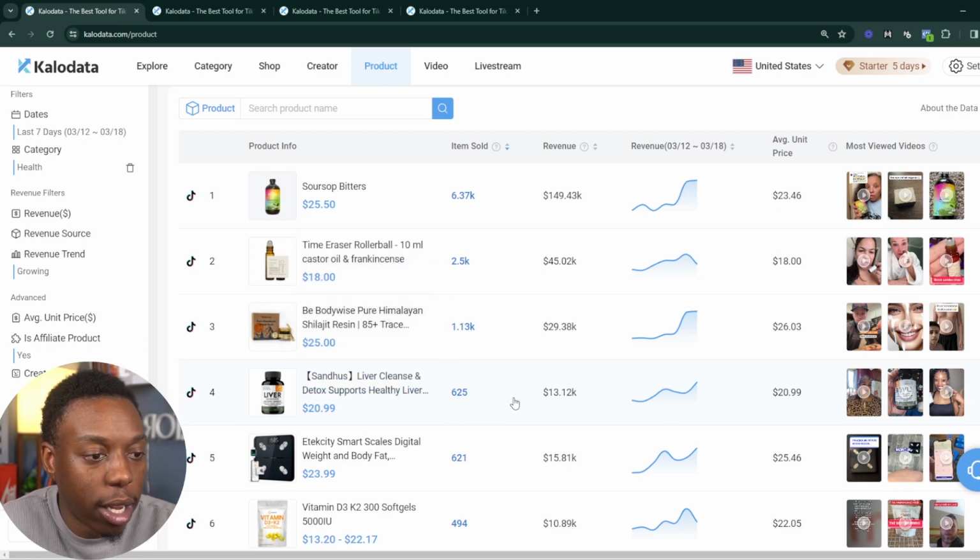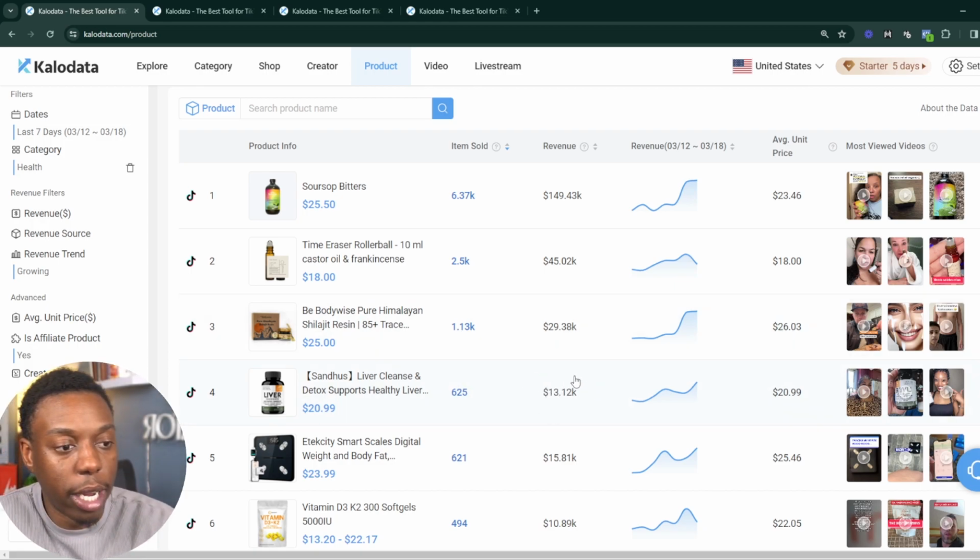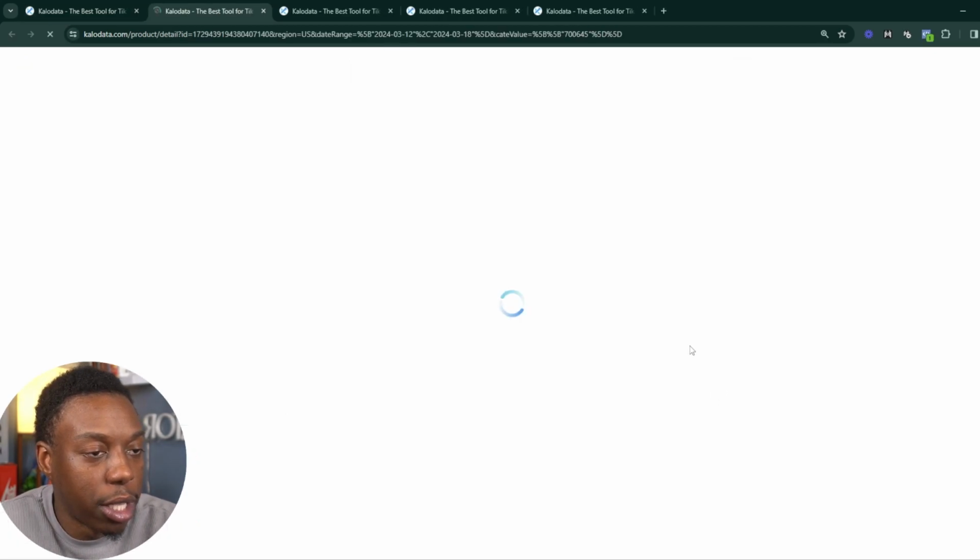So this liver thing here looks actually promising. It has right under 1,000 items sold. It has a ton of revenue, which is good for the amount it's sold, right? So that's a relatively good ratio. It's on the upward swing.